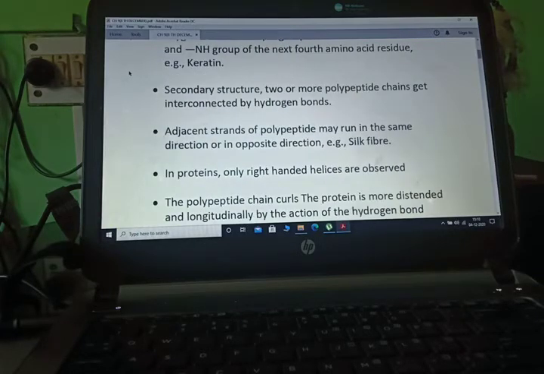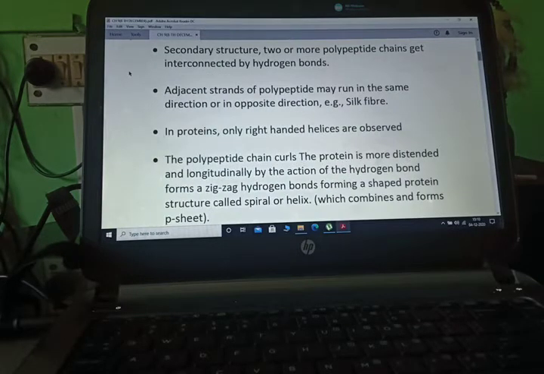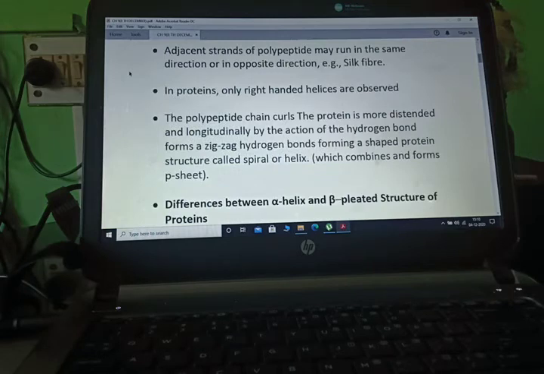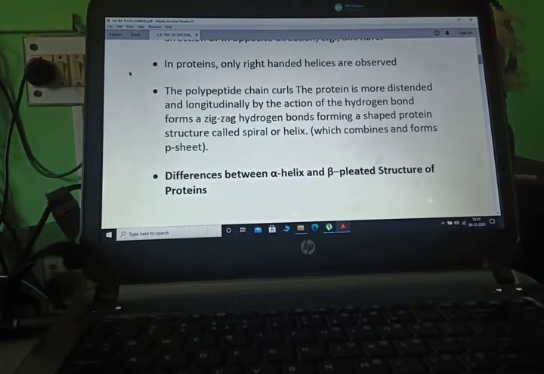Secondary structure: two or more polypeptide chains get interconnected by hydrogen bonds. Adjacent strands of polypeptide may run in the same direction or in the opposite direction. Example, silk fiber. In proteins, only right-handed helices are observed. The polypeptide chain curls. The protein is more distended, and longitudinally by the action of hydrogen bonds it forms a zigzag shaped protein structure known as a spiral or helix.